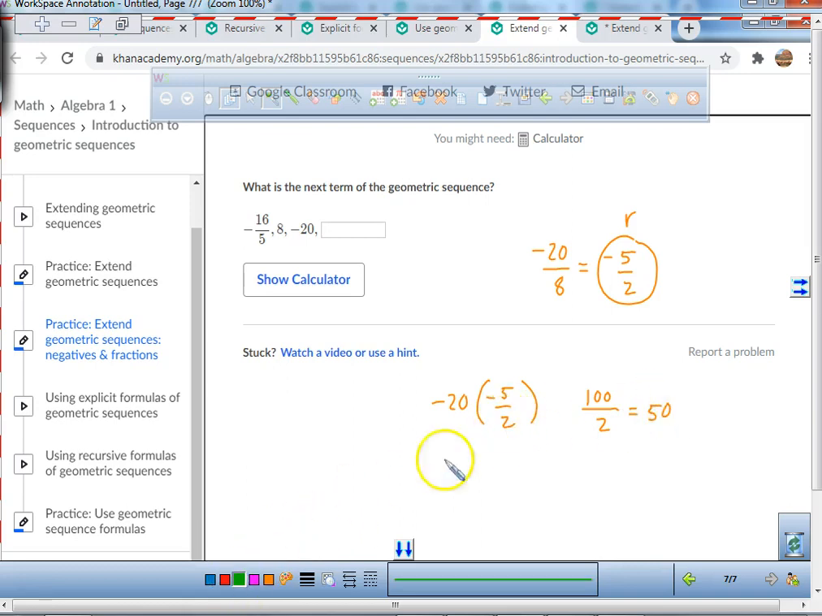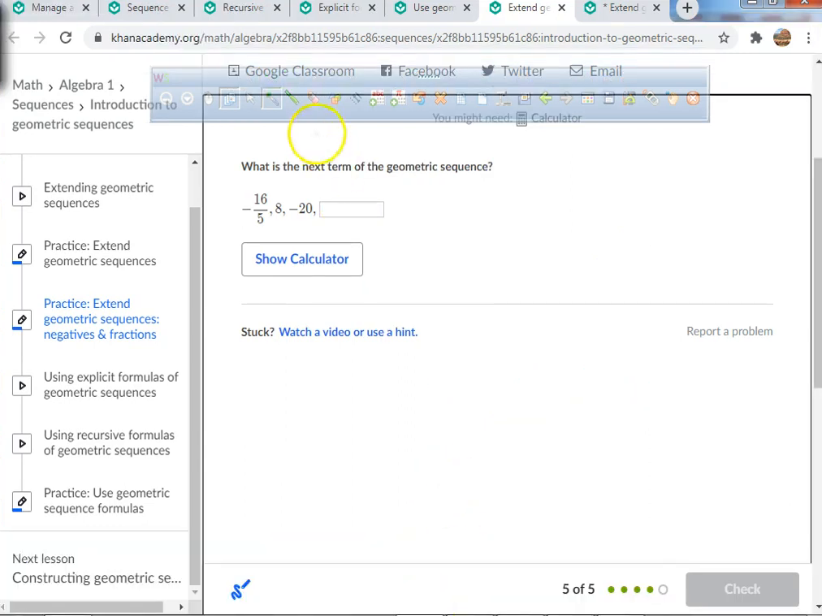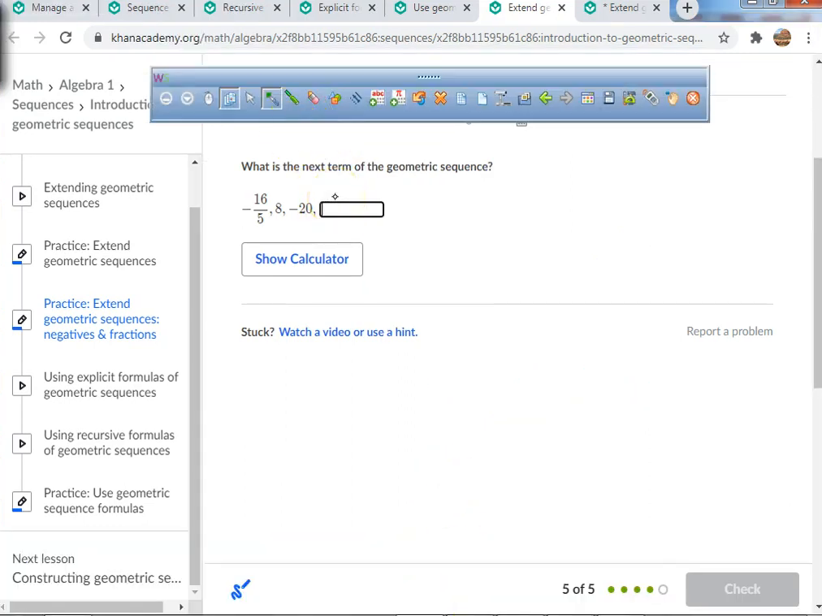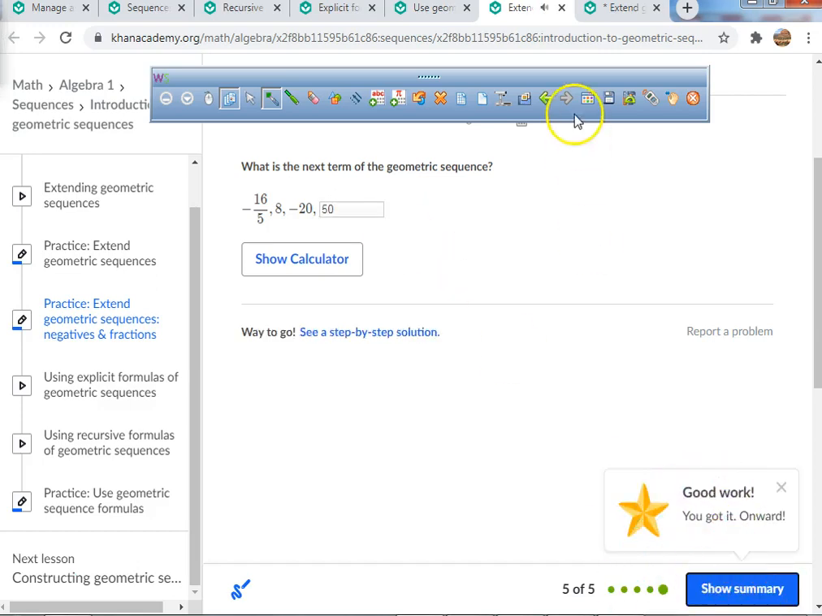But you could also do it this way. You could say, hey, 2 goes into 20 10 times, and 5 times 10 is still 50. So I'm going to put a 50. Now, why am I putting a positive 50 instead of a negative? Because a negative times a negative equals a positive. That's why I'm putting a positive 50 right there. There we go. That's all you do for that.